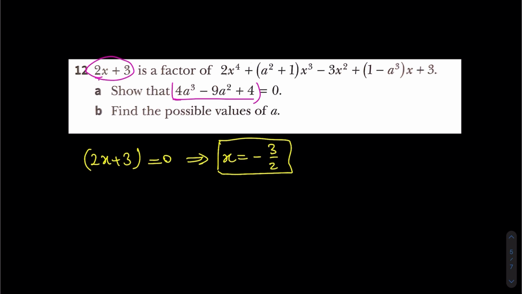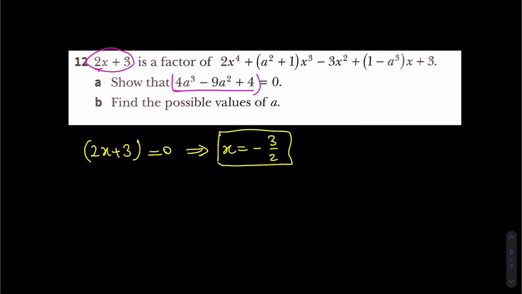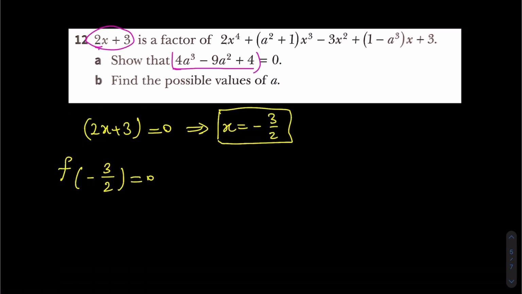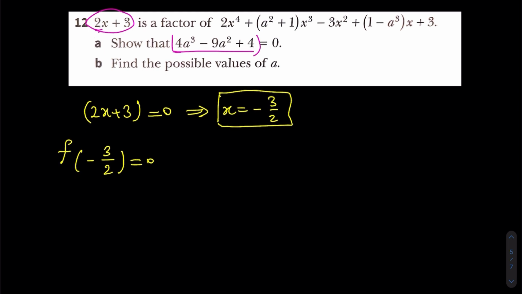So when it's one of the roots, that means if we substitute that value in the polynomial, it must be equal to 0. Okay? So we will do the same thing here. We just replace x with the value that we have already found, which is the root of this polynomial.